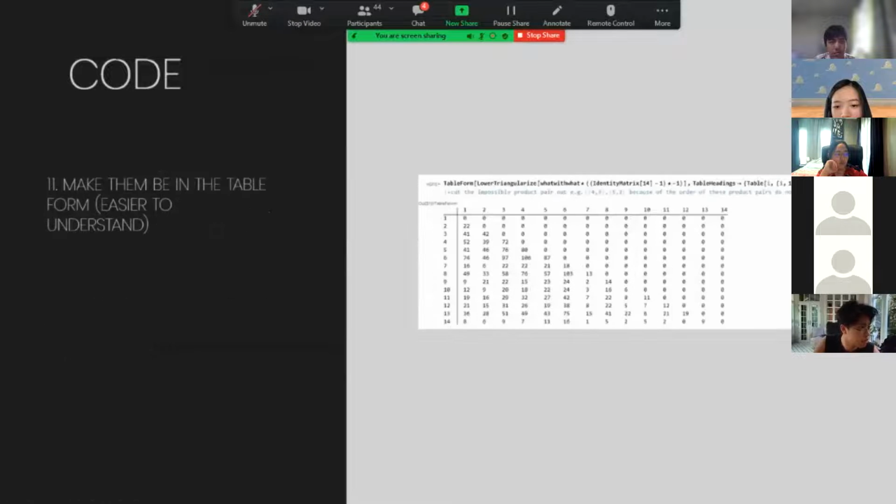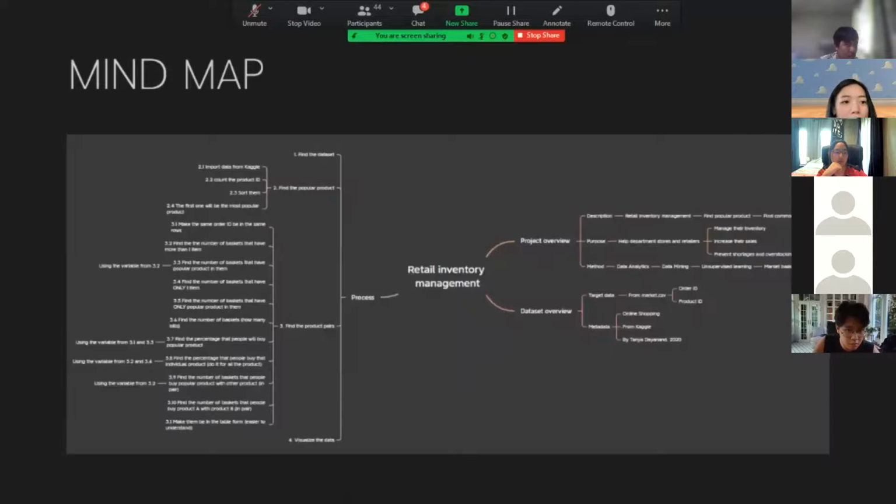So I use this formula to cut down the non-existent data out, and this table will be the correct one. And this is my map that I made.